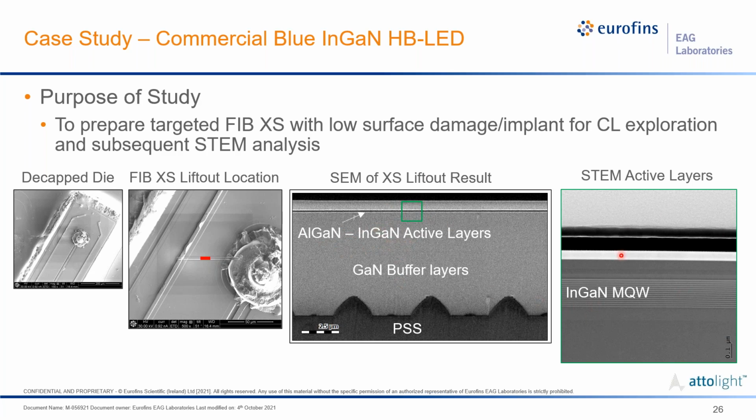And then this is just a STEM HAADF image to show that active layer region at the very surface. So we can see here we have, I think, 10 or 11 quantum wells, and then this is the AlGaN electron blocking layer up here.